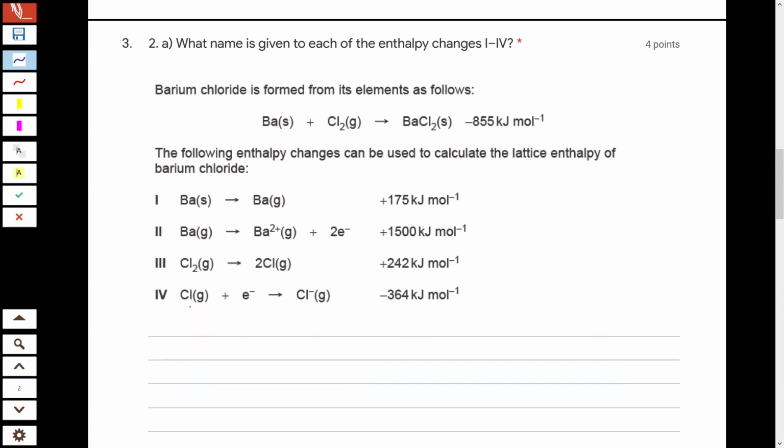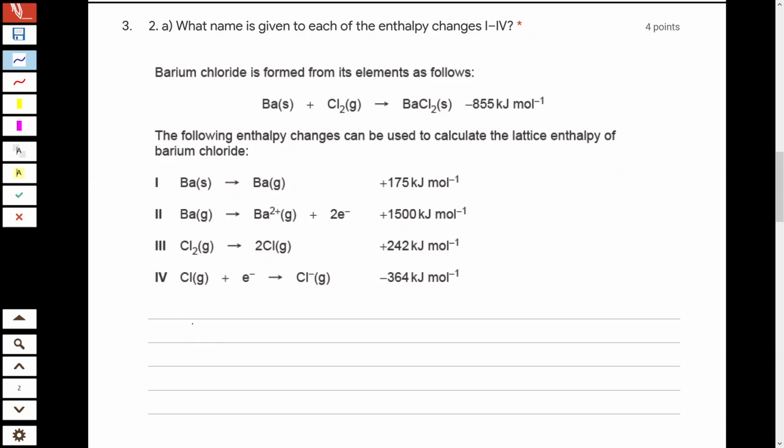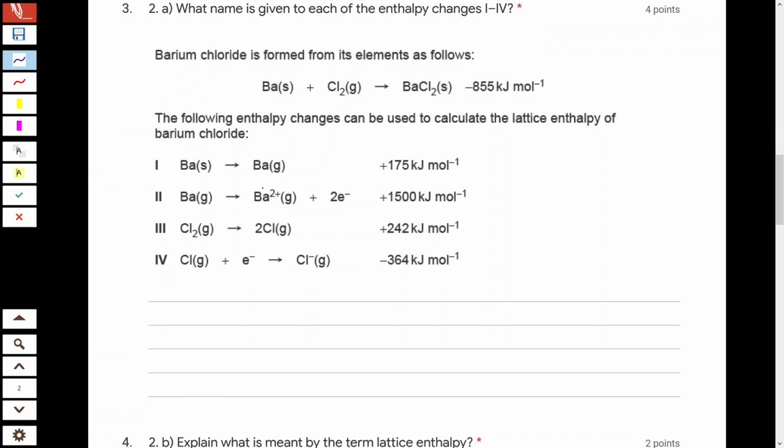Question 2, giving you information about barium chloride. It's giving you an enthalpy of formation for it. It's also giving you some other enthalpy changes for it. So it looks like we're shaping towards a Born-Haber cycle. But before we have to do a calculation, what we have to do is define some energy changes or enthalpy changes. So we're given 1 to 4 there, we have to just state what they actually are called.